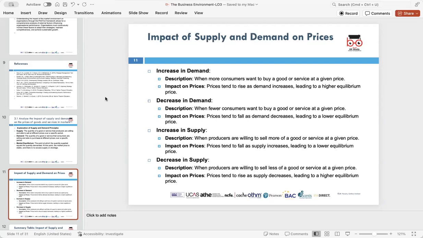So changes in demand and supply have a direct impact on market prices. Understanding these changes helps businesses and consumers make better economic decisions.